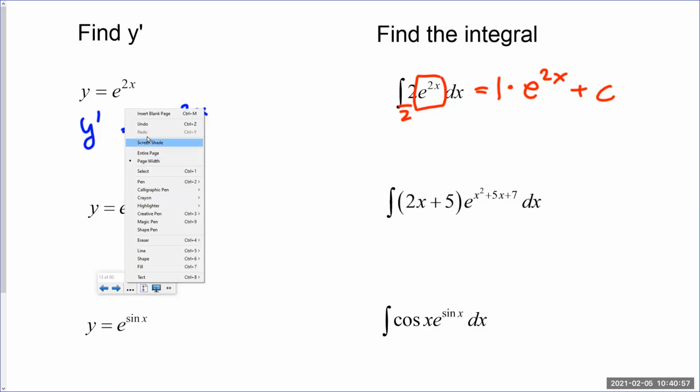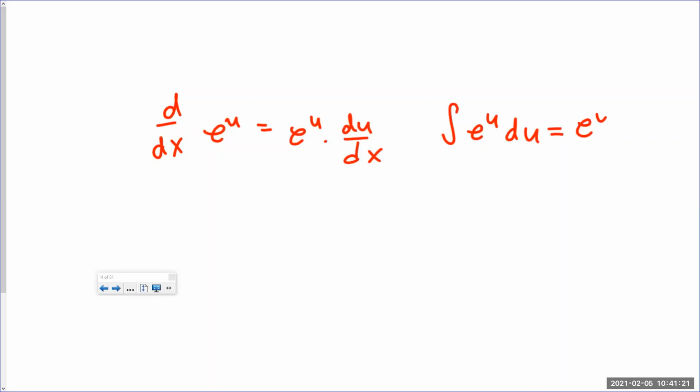So let's go to formulas and make sure you understand. The derivative of e to the u is actually e to the u du/dx. Make sure you know it's multiplied together. That's the derivative of e to the u. The integral of e to the u is kind of a little bit stranger. The integral of e to the u, though, is e to the u plus c.